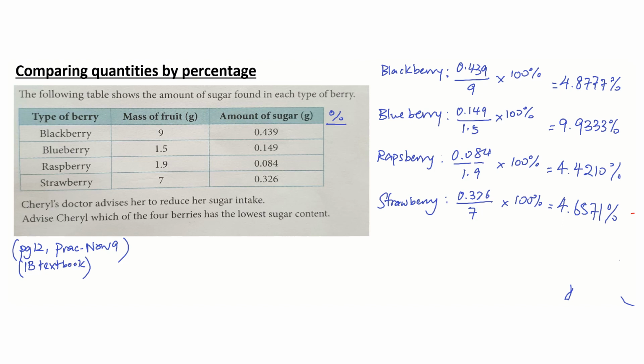So right here, let's do a quick glance and you realize that raspberry has the lowest percentage of sugar as compared to the other fruits. And therefore, we should advise Cheryl to take raspberry in this case because it has the lowest sugar content per gram, as compared to the other fruits.